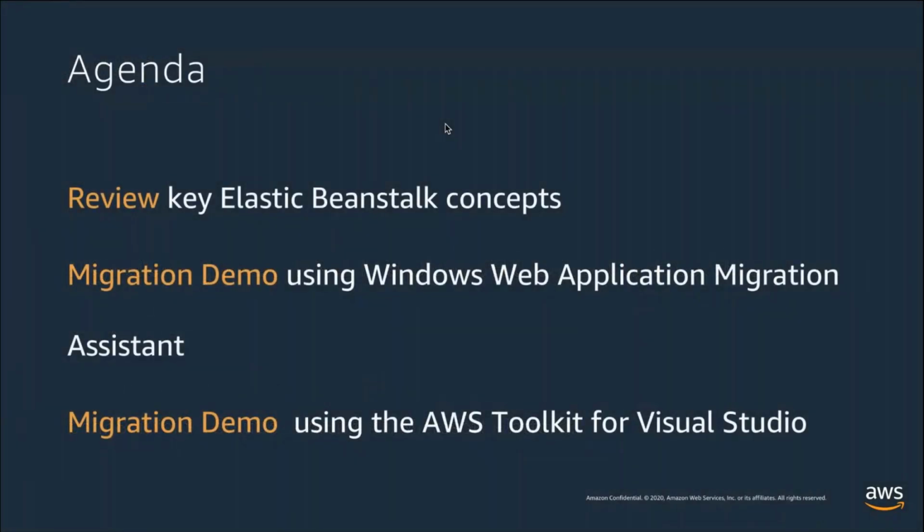Okay, so here's our agenda. We're going to start off by reviewing some key Elastic Beanstalk concepts that we'll need as we go through our two migration demos today. For our first migration demo, we're going to show you how to migrate an ASP.NET website using the new Windows Web Application Migration Assistant. And then for our second migration demo, we'll show you how to migrate an ASP.NET website using the AWS Toolkit for Visual Studio.